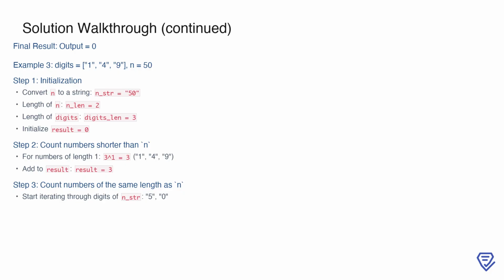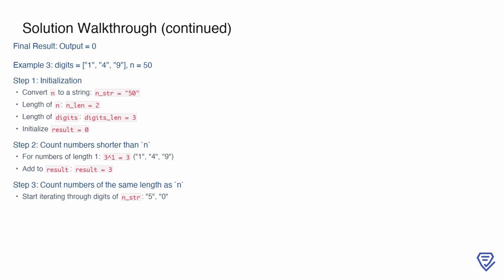Here, we analyze a new example where the digit set is 1, 4, 9, and n is 50. We start by converting n into a string, so n_str becomes "50". The length of n is 2, and the digit set contains 3 digits, so digits_len equals 3. We initialize result to 0. To begin, we count numbers shorter than n. For numbers of length 1, we can form 3 valid numbers: 1, 4, and 9. This gives us 3^1 equals 3, which we add to result, making it 3 so far.